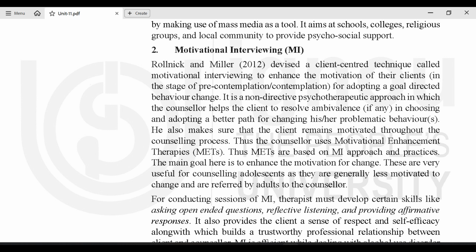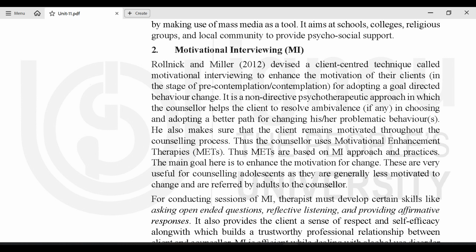2. Motivational interviewing, MI. Rollnick and Miller devised a client-centered technique called motivational interviewing to enhance the motivation of their clients, in the stage of pre-contemplation/contemplation, for adopting a goal-directed behavior change. It is a non-directive psychotherapeutic approach in which the counselor helps the client to resolve ambivalence, if any, in choosing and adopting a better path for changing his/her problematic behavior. He also makes sure that the client remains motivated throughout the counseling process.